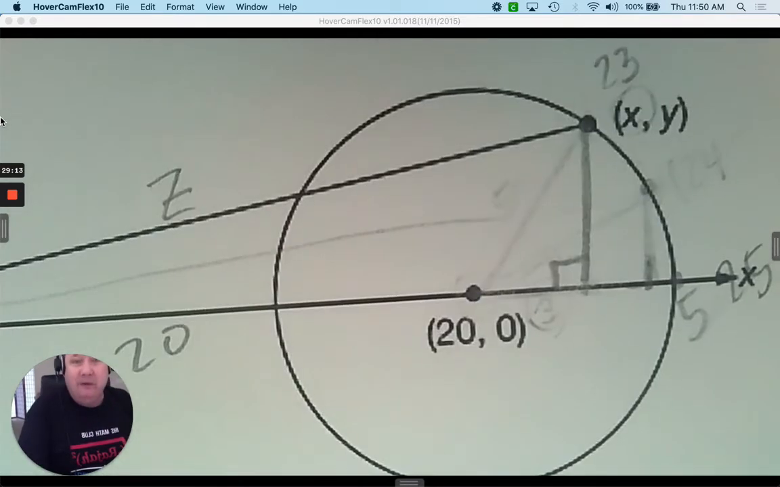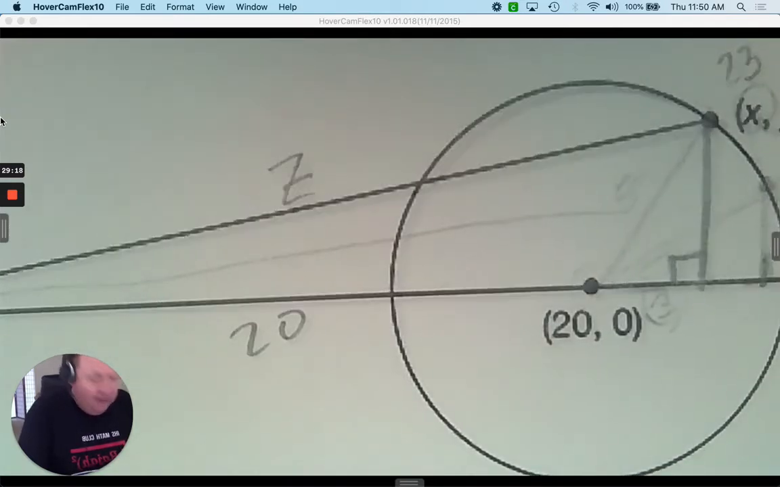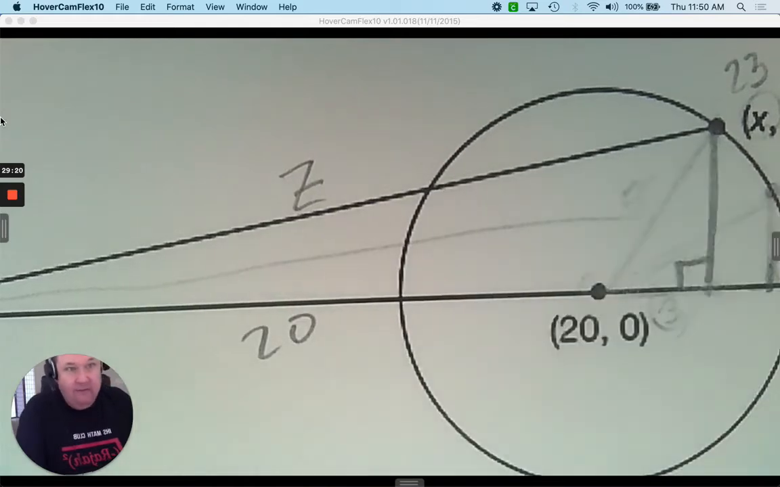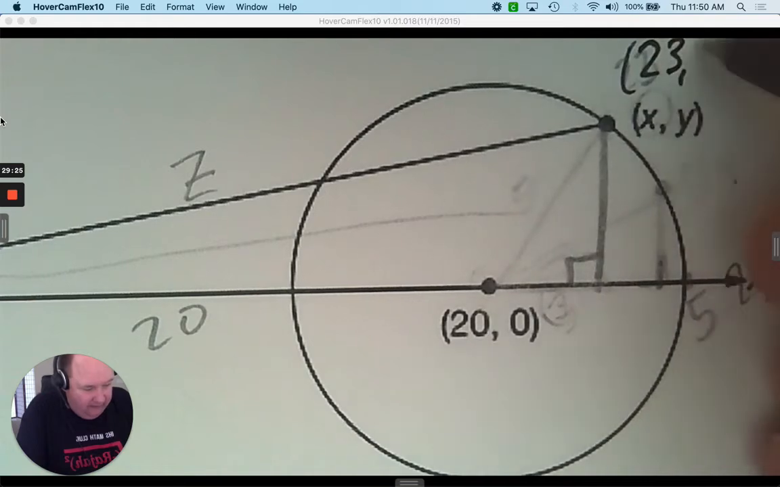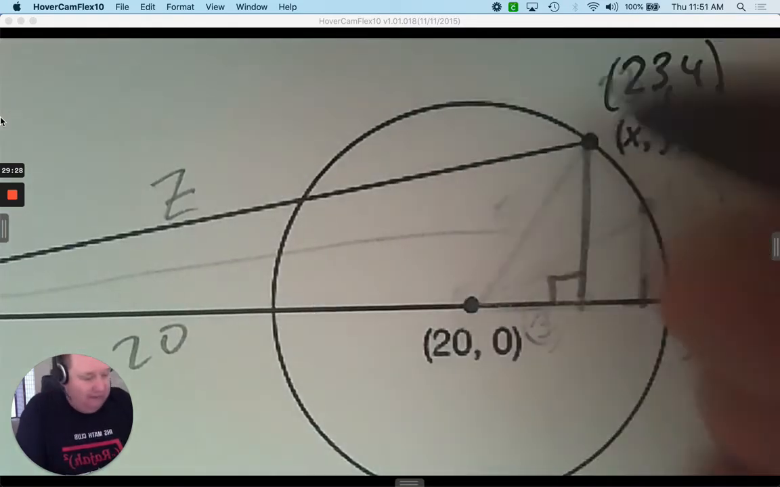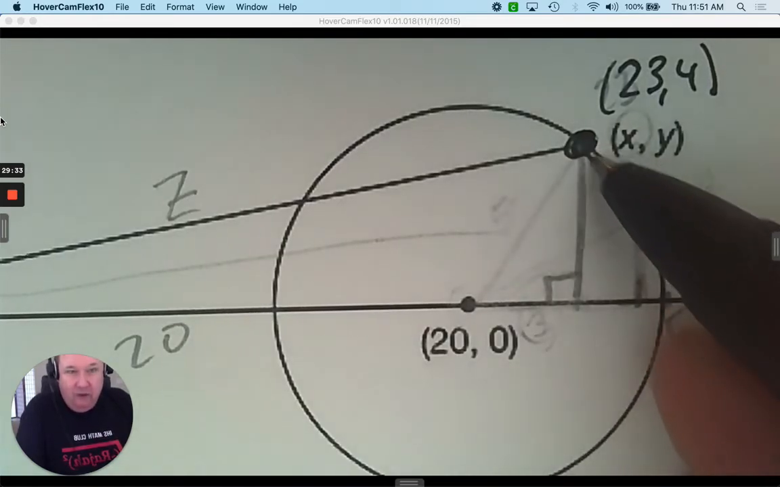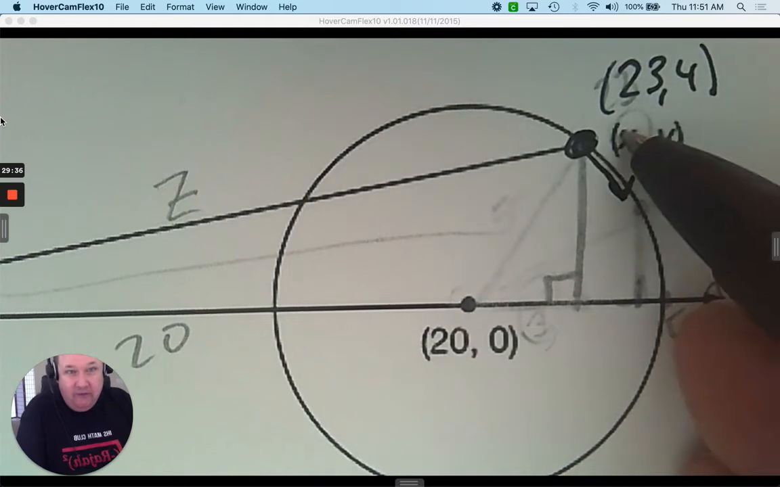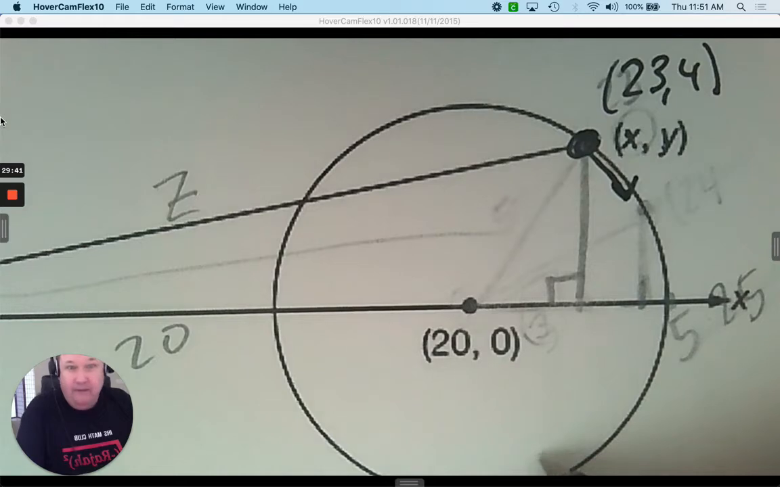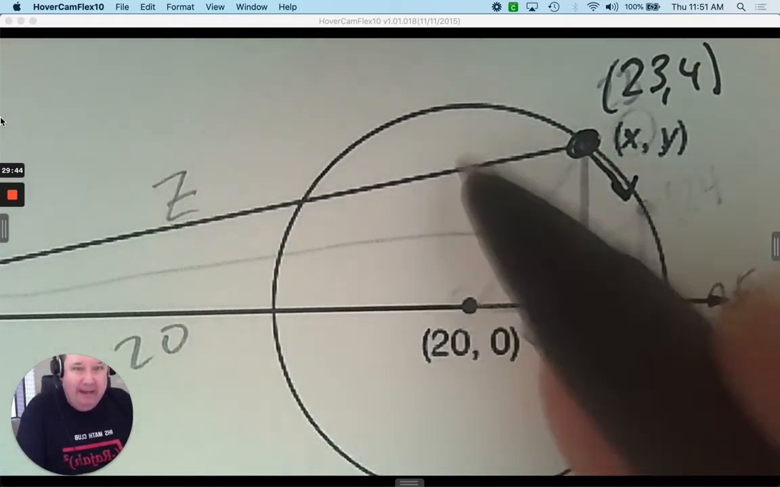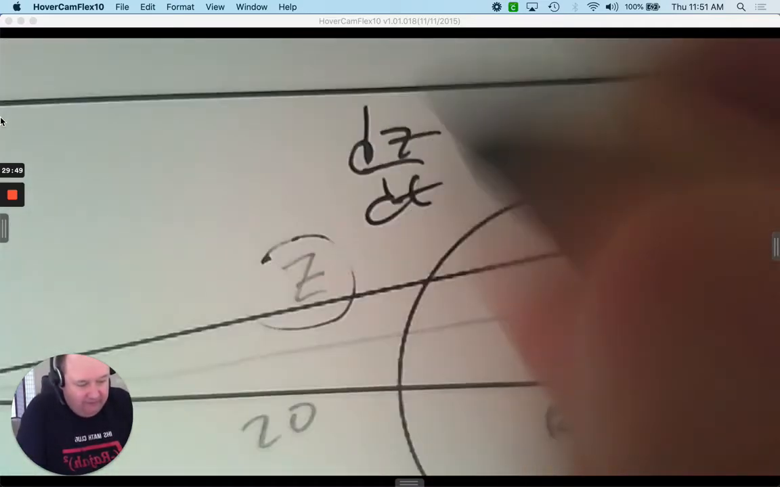And you have a diagram here. Ultimately the question is asking, can you find the rate that z is changing when the point here is 23 and 4? So exactly at that point, at what rate is z changing? It's moving this way, so as x is getting bigger, z is getting bigger until it goes below, and then it would get shorter again. And that's the question. At what rate is z changing? So my big question is dz by dt. That's what I'm looking for.